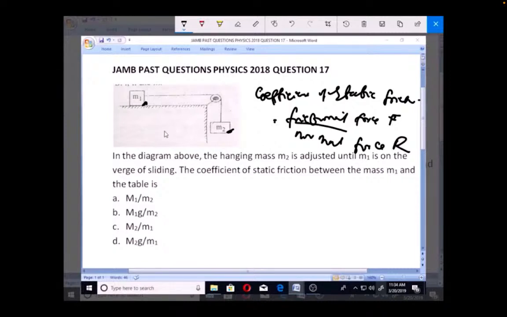Then looking at this diagram and the options we have here, you can simply relate this by saying that mu is the force by this M2, which is mass times acceleration due to gravity, all over the force by this M1, also times the acceleration due to gravity. So if you cancel the g, you will have mu equal to M2 over M1, that is C, as the option and the correct answer for this. So C is the answer. Thank you.